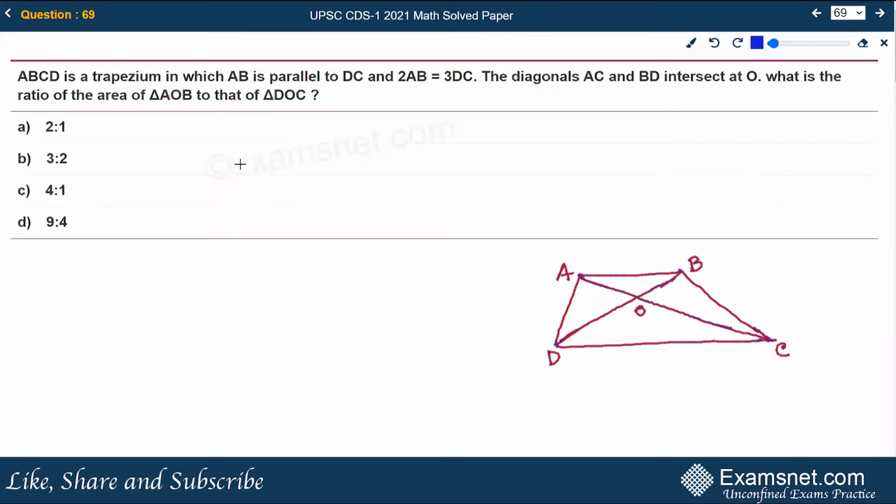In question number 69, we are given that ABCD is a trapezium in which AB is parallel to DC. I have already drawn the figure, and 2AB equals 3DC. The diagonals AC and BD intersect at O. What is the ratio of the area of triangle AOB to that of triangle DOC?